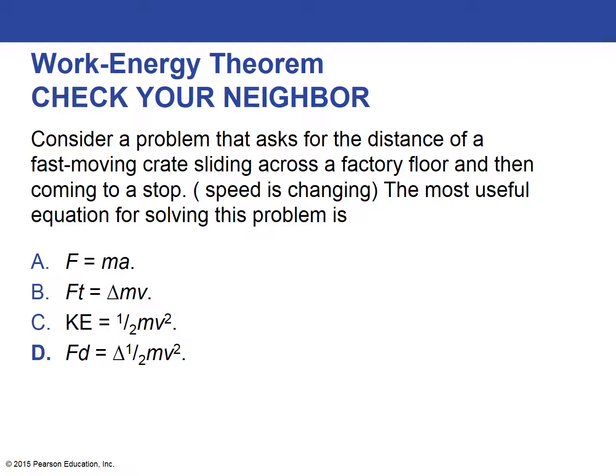So in this case, we have the crate has 1,000 joules of kinetic energy. We are going to apply a retarding force of 100 newtons. So the distance that's going to be required is given by equation D, which says that 100 newtons times D is equal to 1,000, because 1,000 is the change in the kinetic energy as the crate goes from some velocity v down to zero. And so I can solve for the distance D.